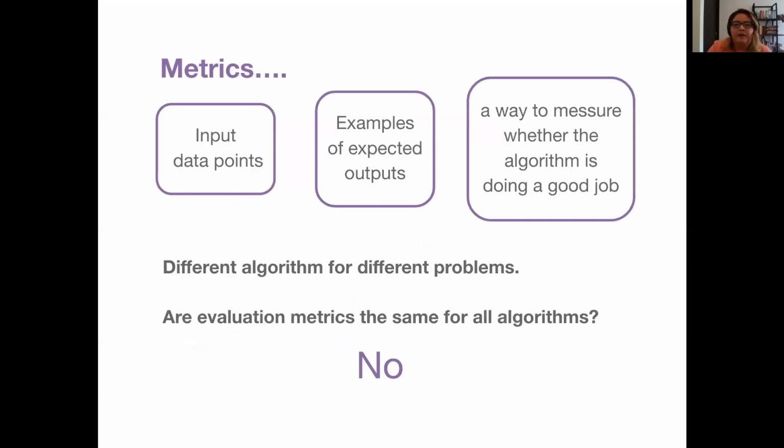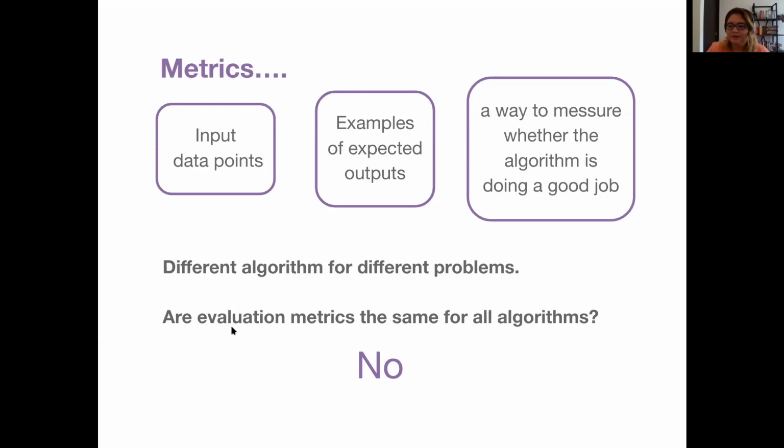So let's remember that some slides ago I said that we need three things to make machine learning: input data, examples of expected outputs, and a way to measure how the training is going. So we also know that different algorithms are useful for different problems. And now I have a new question.